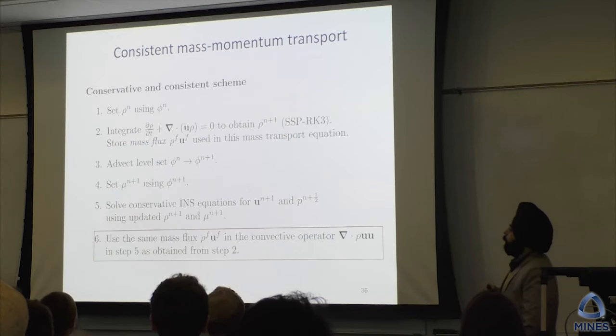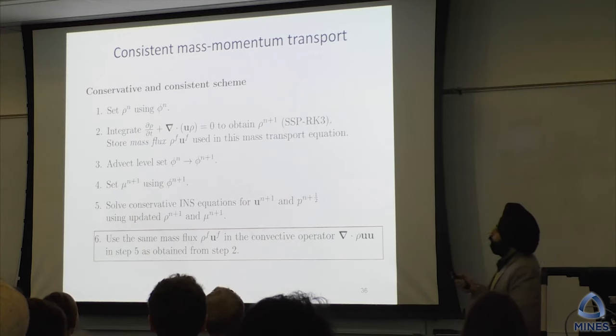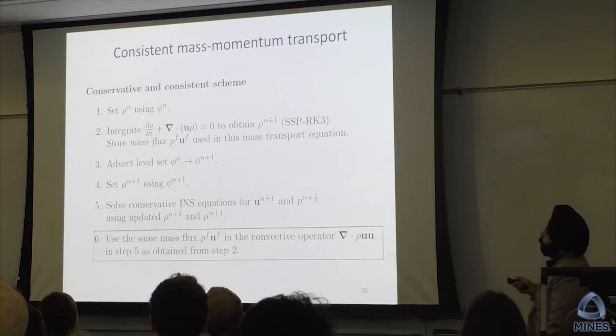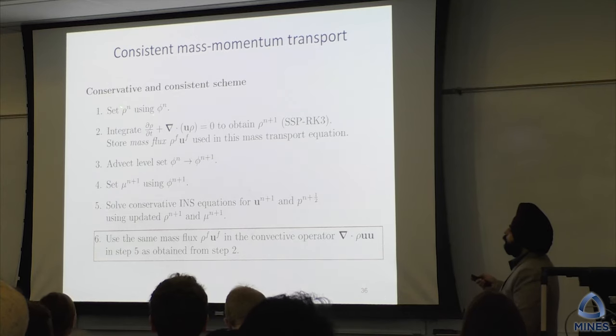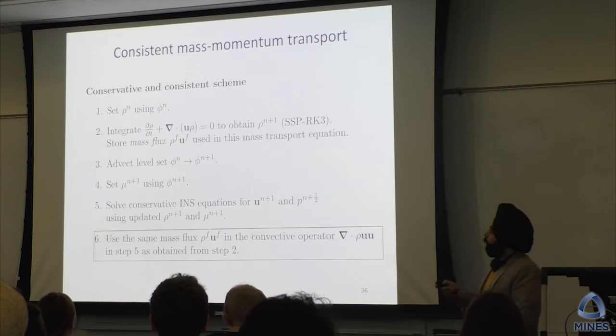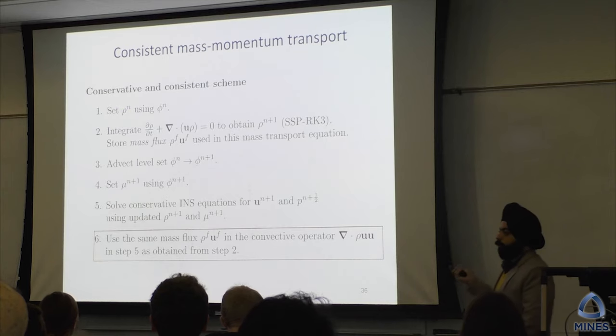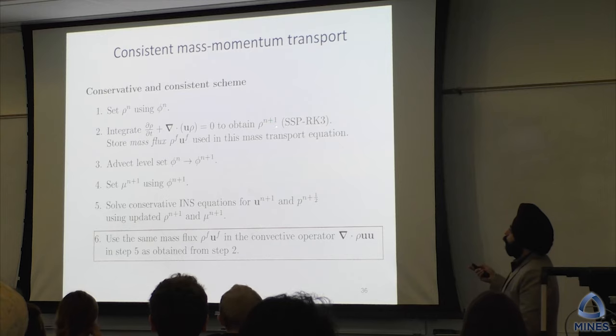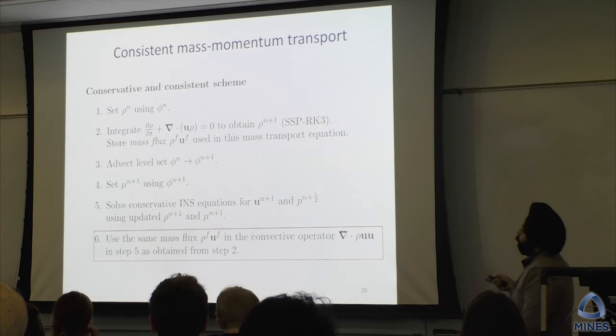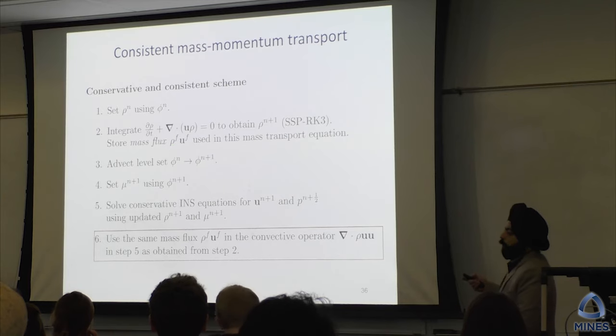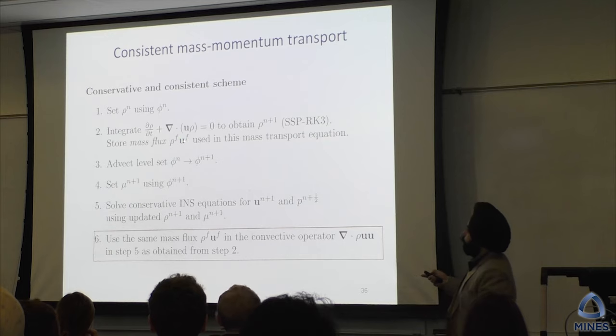So what is a consistent time-stepping scheme? Here is one. First, you synchronize your density rho using the level set information at time-step level n. Then you solve your mass balance equation throughout the domain, which is a convective, advection equation, to update your density rho n plus 1. And you will notice that to solve this equation, you have to define mass fluxes to update rho. And what you do is you store this information.